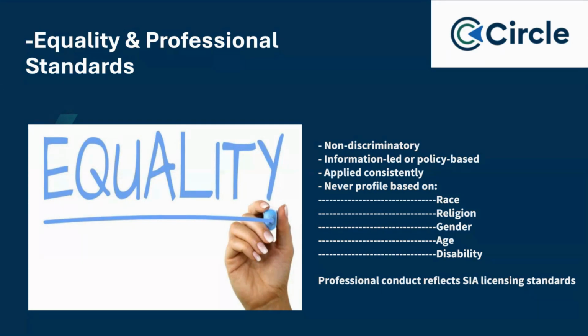Okay, you never base a search on profiling somebody on these 5 factors. There are actually 8, but the main 5 I've included are race, religion, gender, age, and disability. Okay, under no circumstances are you to isolate an individual or victimize an individual for those criteria under the Equality and Diversity Inclusion Act. Okay.